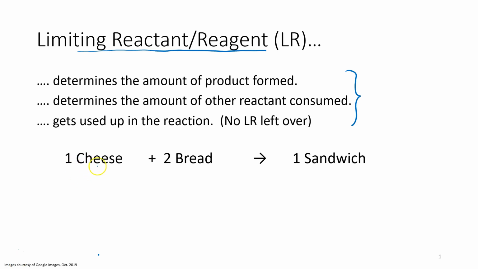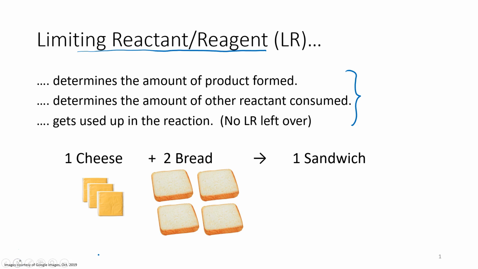So for every one piece of cheese, I'm going to need 2 slices of bread, and I can make one sandwich. So if I tell you that I had 3 slices of cheese and 4 pieces of bread, automatically you would know that you can only make 2 sandwiches. And you know that bread would be the limiting reactant and that cheese would be the excess reactant.